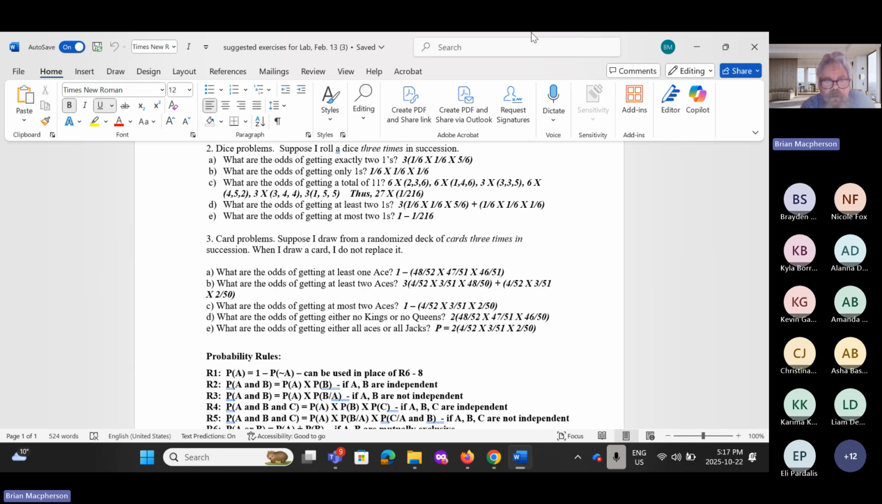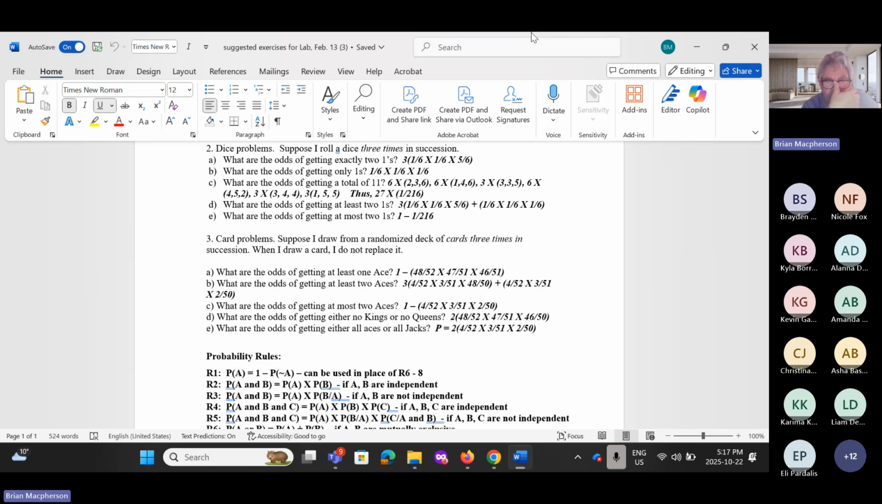I draw from a randomized deck of cards 3 times in succession. When I draw a card, I do not replace it. What that means is that each time I draw a card, it's dependent on the prior event, right? So these are dependent events. They depend on one another. So the first question is, what are the odds of getting at least 1 ace?